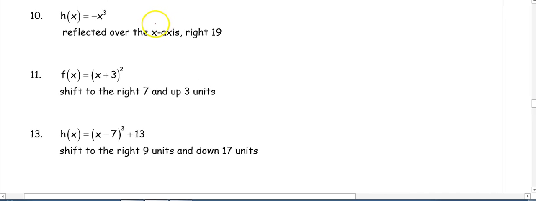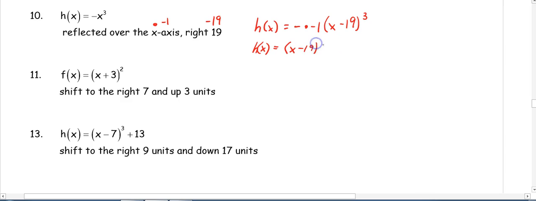Number 10, reflect over the x-axis, which means we're going to multiply by -1 and right 19. So we're going to do minus 19 in the parenthesis. So we have h of x equals negative, that's already there, times -1, parenthesis x minus 19 to the 3rd power. Now, we can clean this up a little because there's 2 negatives that make a positive. So our final answer should be h of x equals parenthesis x minus 19 to the 3rd, because the 2 negatives cancel each other out.